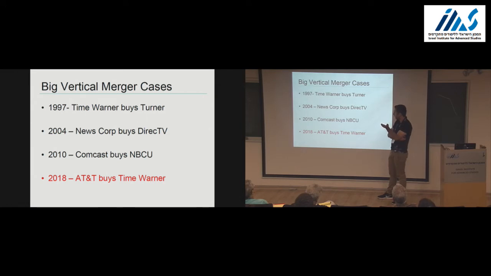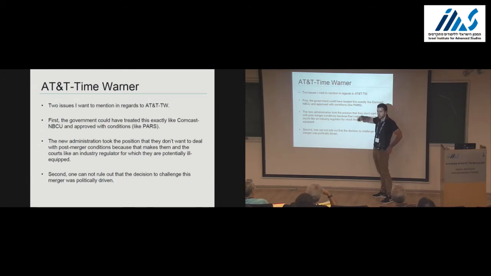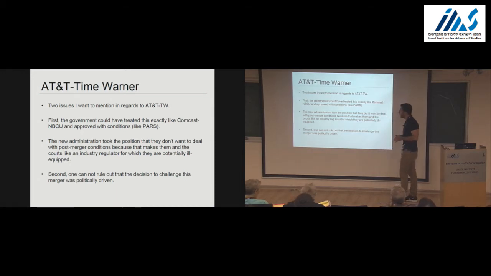There have been a lot of big vertical merger cases. Robin talked about the economics there. I just want to mention this one, where the decision came a few weeks ago. I want to make two points. One is that when Comcast bought NBC, the government allowed that merger with a bunch of what they call conditions. It said you have to offer your content to rivals, which were the program access rules in the paper yesterday. So it was a merger with conditions.